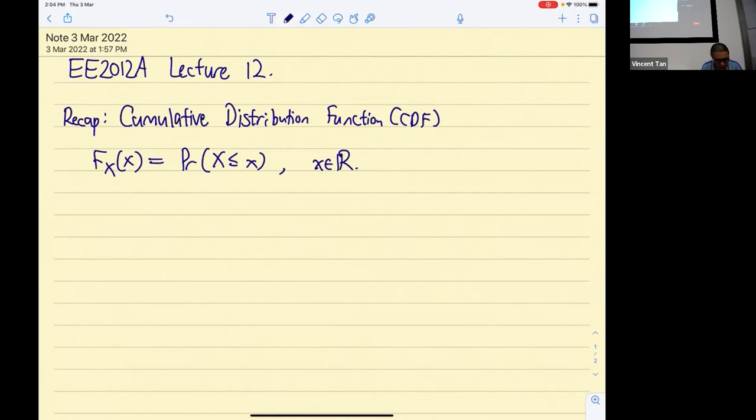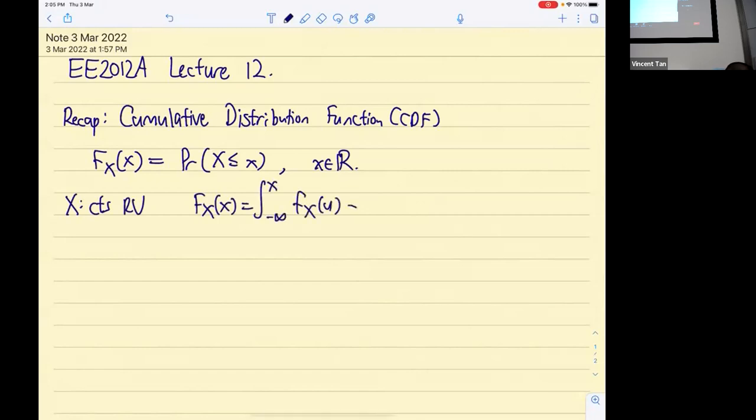Now, let us do a small recap before we get into today's topic proper. We have a random variable X, and to any random variable we can associate an object known as a cumulative distribution function, in short CDF. That is given by this notation here. For continuous random variables, the CDF can be written as an integral from minus infinity to x of f_X(u) du.